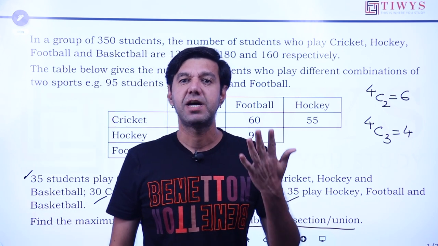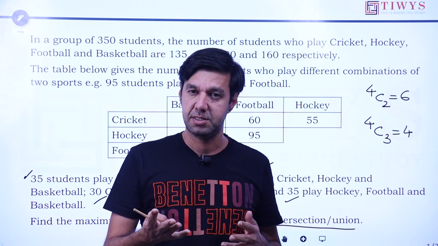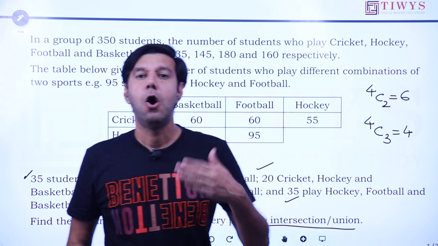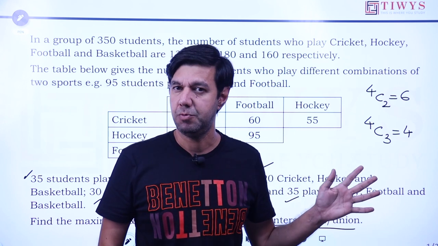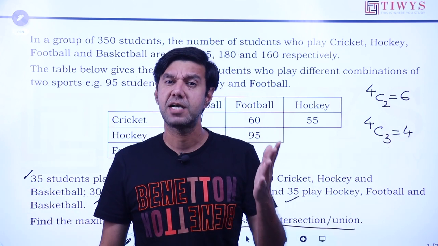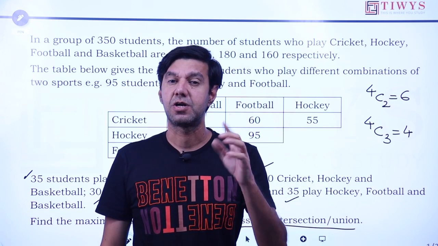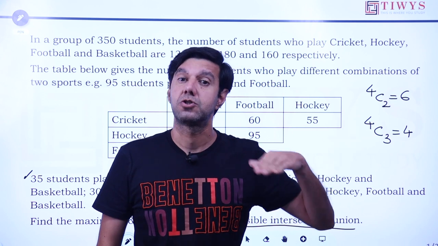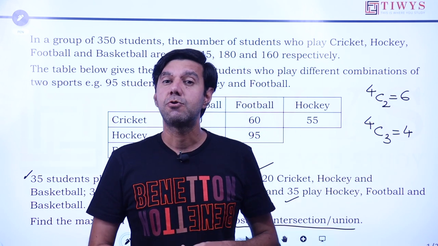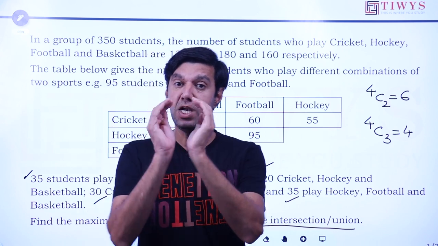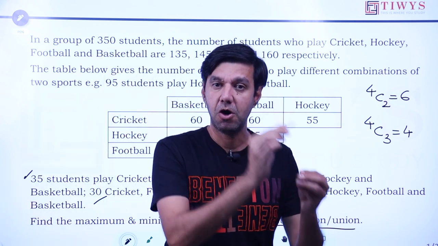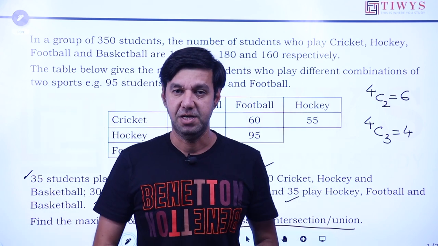The most obvious one is to find the minimum and maximum of those who play all four sports. The next, find the minimum and maximum of those who play at least one sport. At least one sport is the union. Or the minimum or maximum of those who play none of these sports. So these are the three very common ones. Then there are a whole lot of questions like this: the minimum or maximum of those who play exactly one sport, at least two sports or exactly two sports, at least three sports or exactly three sports. Then there could also be questions of minimum and maximum of those who play only cricket, those who play only football and hockey, those who play only cricket, football and basketball. So there are a lot of such questions that can be formed.